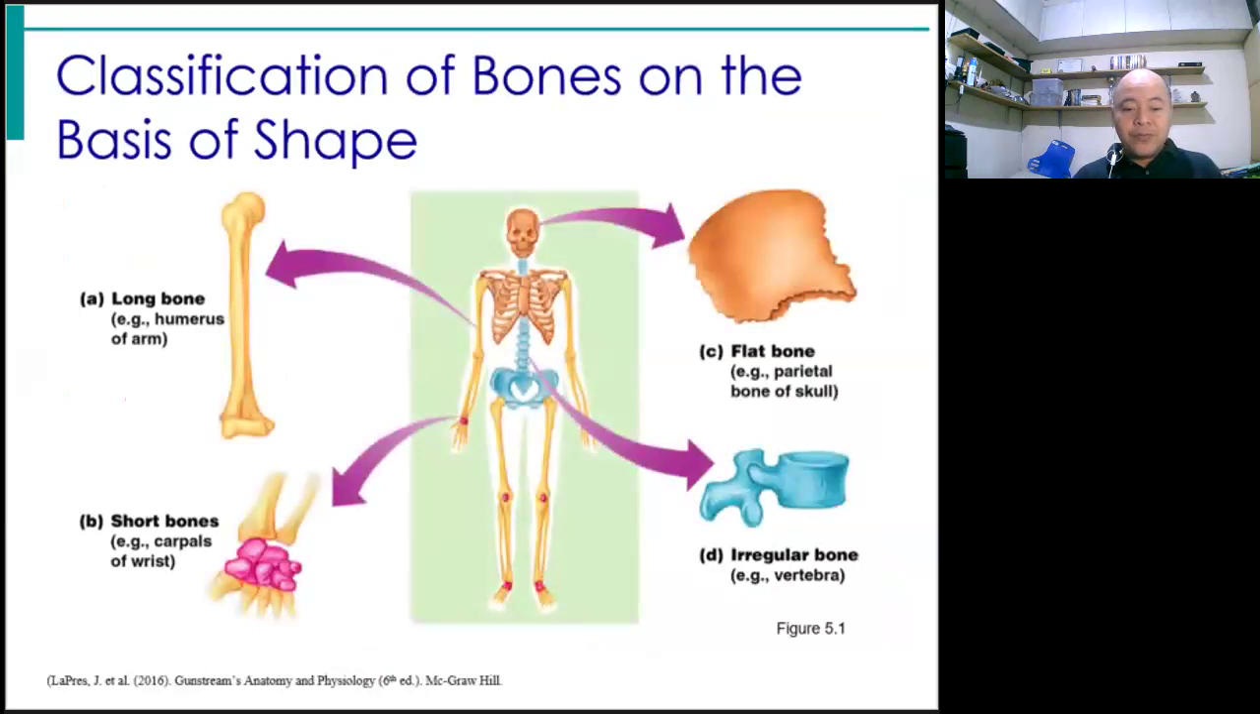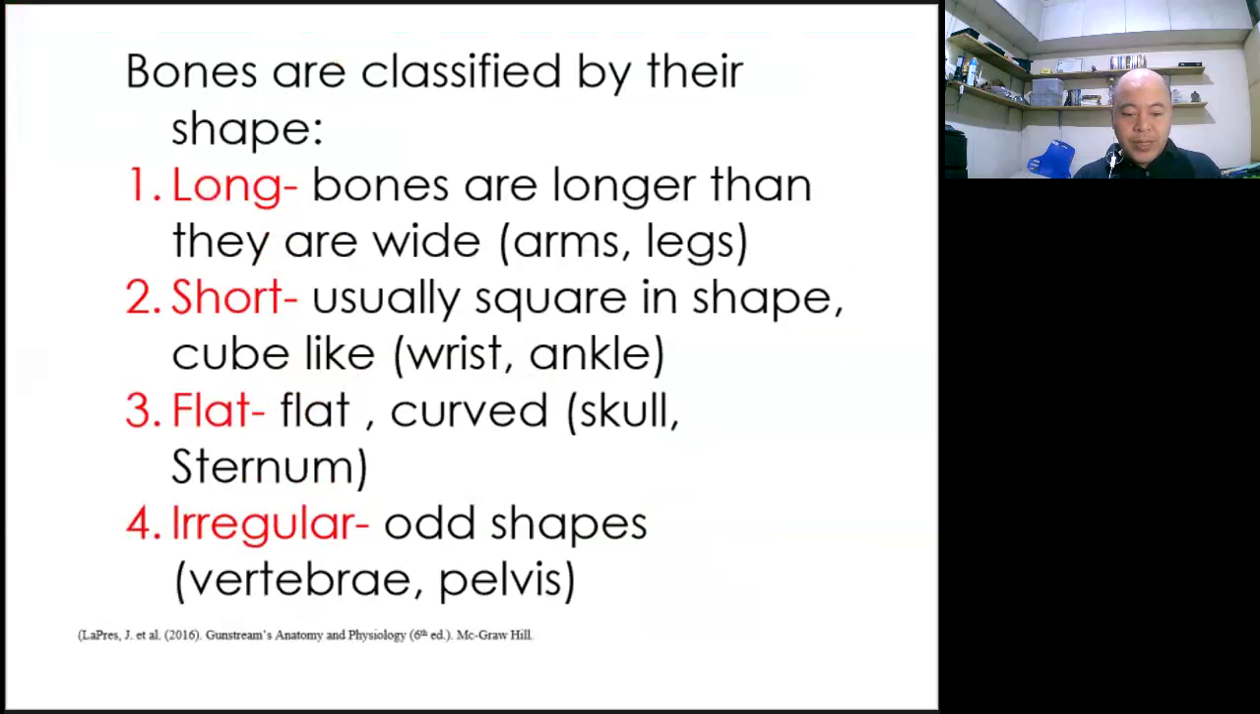We have the classification of bones based on shape. Long bones, for example, we have the humerus or the arm bone. Short bones, we have the carpals of the wrist. Flat bone, an example is the parietal bone of the skull. Okay? And irregular bones, these are irregularly shaped for certain functions and movement. So again, the shapes of the bones: long bones, short bones, flat bones, and irregular bones.